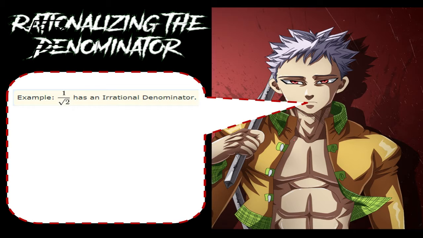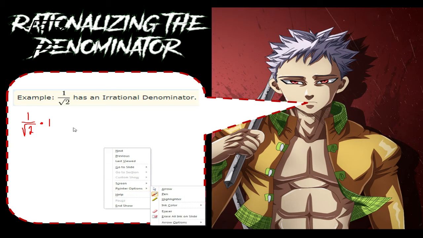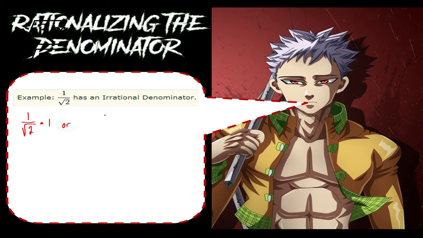Example, 1 over square root of 2 has an irrational denominator. Paano natin siya gagawin na rational? So remember, tandaan natin kapag square root lang ang denominator, 1 over square root of 2 ay equal yun sa kapag minultiply natin sa 1. So 1 over square root of 2 multiplied to 1 is still 1 over square root of 2. We can change that 1 into square root of 2 over square root of 2.